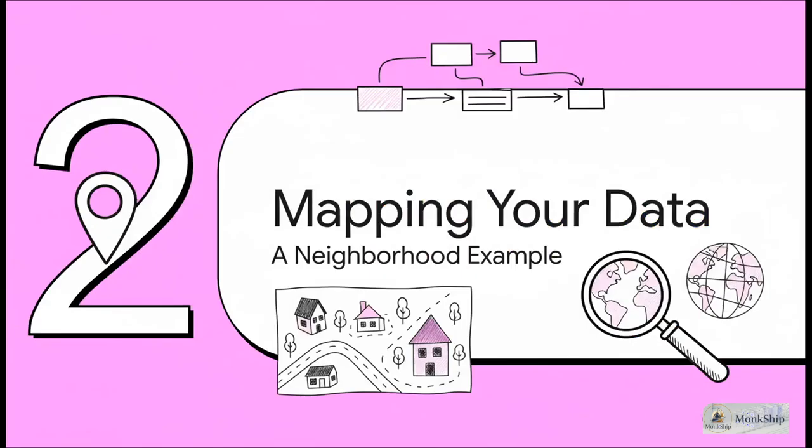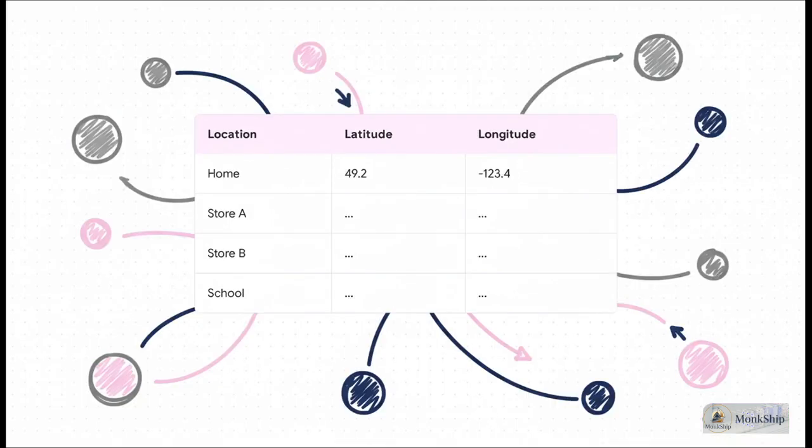To really get our heads around this, let's use a super simple analogy. Imagine we're building a tiny little map of a neighborhood, like our own mini Google Maps. This is perfect for understanding the first piece of the puzzle, data structures. So we start by listing out all our locations, right? Home, store A, the school. And we give them coordinates. We know where everything is.